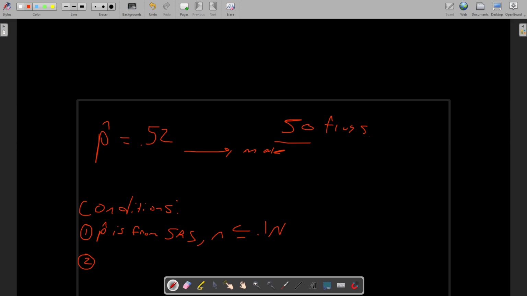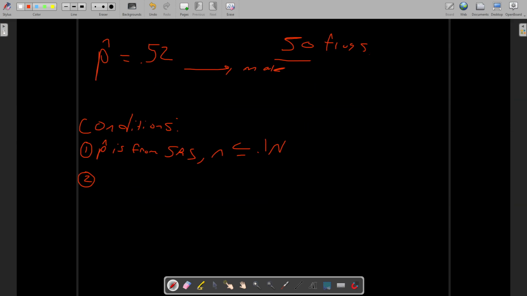Then two. So you might remember in the last video, we had n times p and n times 1 minus p. But here we don't have a p. We're trying to look for it. So instead, we're going to do p hat. So we have n times p hat and n times, I'm sorry, this is supposed to be 1 minus p hat.